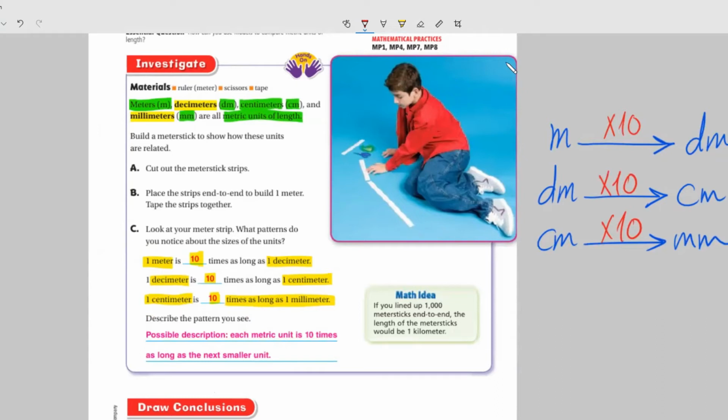Okay, so in your ruler, we have 1, 2, 3, it goes through 20 or 30, right? Between each two numbers, the space is called a centimeter. And we have here my ruler also.